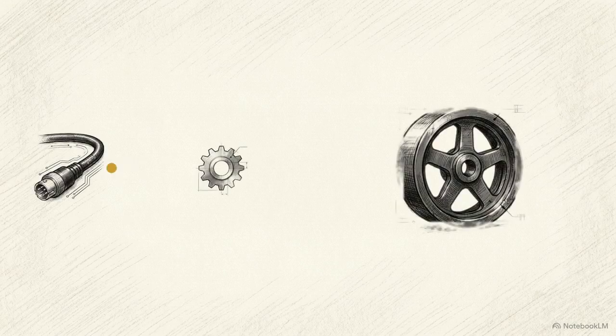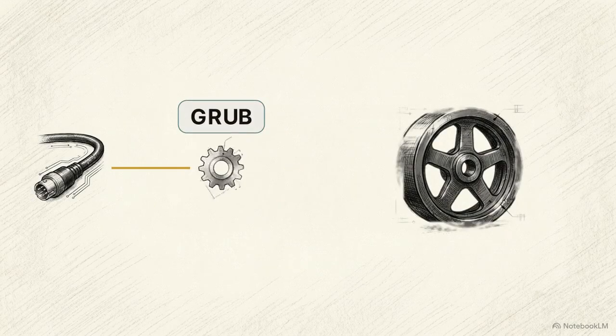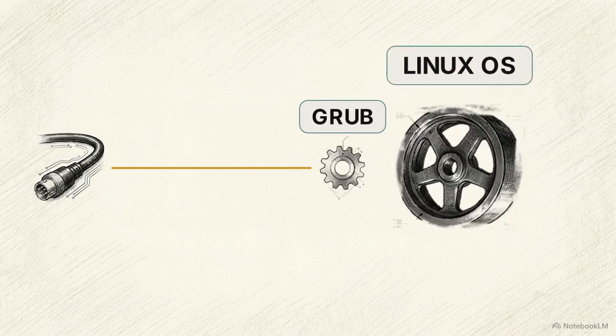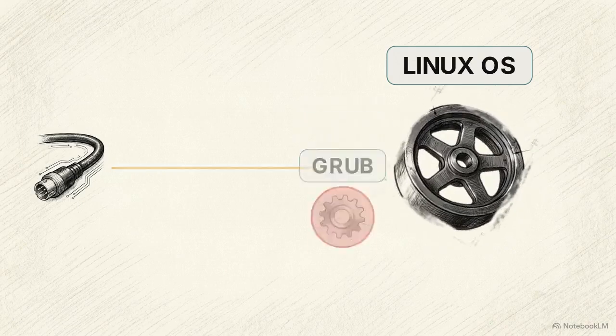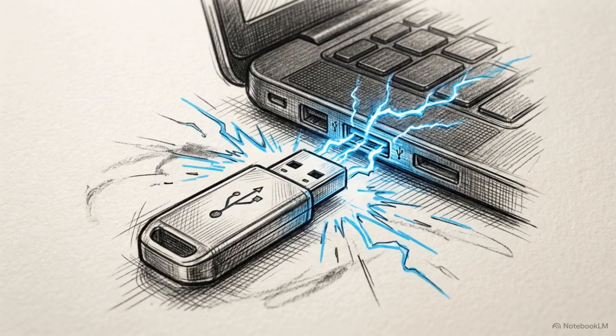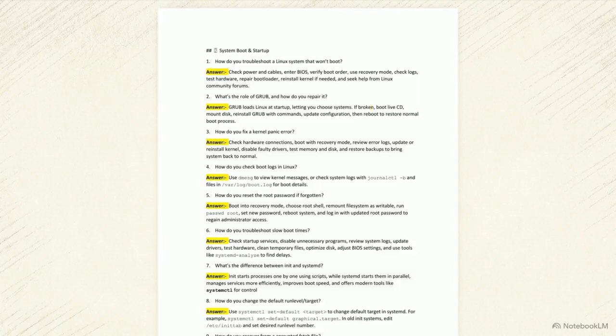If the power is flowing, the next culprit is often the starter motor. In Linux, your starter motor is a small program called GRUB. Its only job is to get the main operating system spinning. If that starter program breaks, your system goes nowhere. By plugging in a USB drive with a temporary Linux system, often called a live CD, you can jumpstart the machine. As this document shows, to fix GRUB, you boot a live CD to reinstall it.